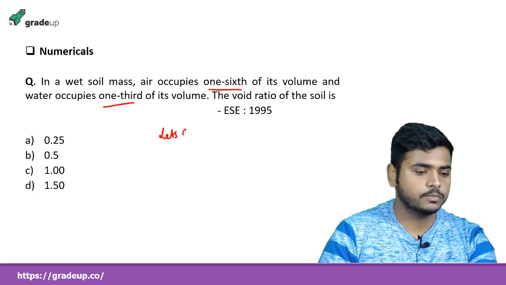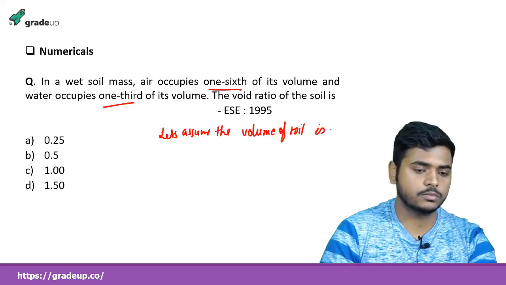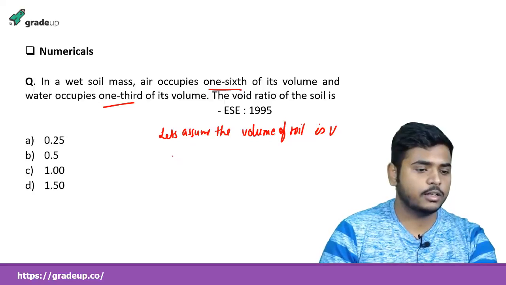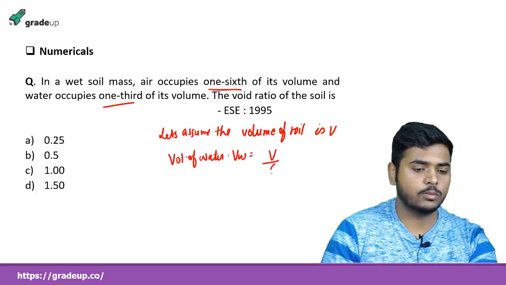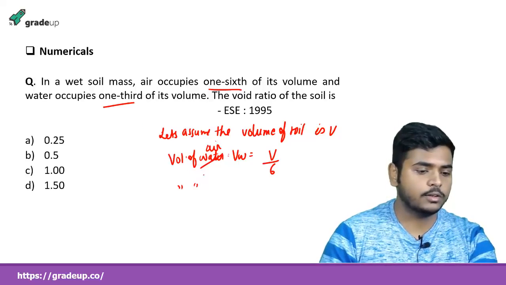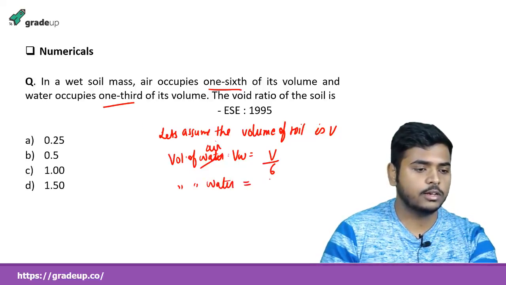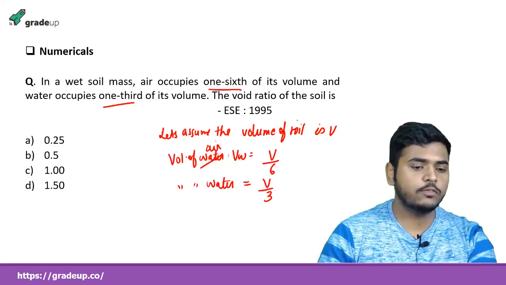Let's assume the volume of soil is V. In the question it is mentioned that the volume of air, that is VA, is 1/6 of the total volume, that is V by 6, and the volume of water is 1/3 of the total volume, that is V by 3. So we have to find the void ratio.